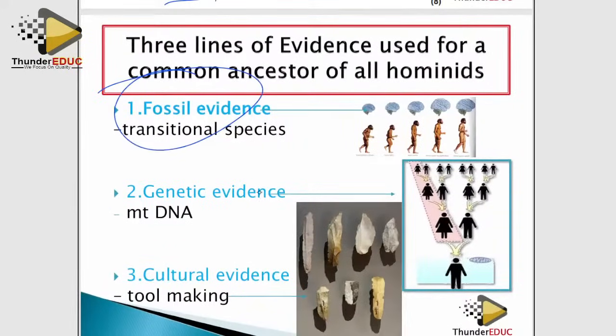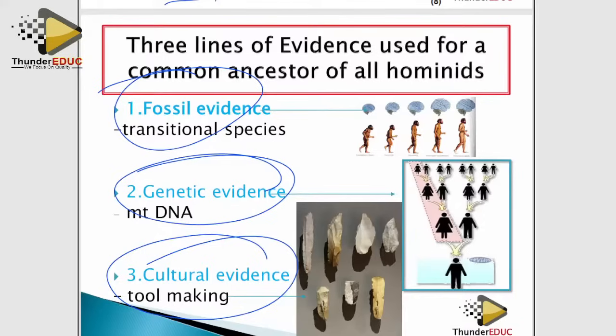Evidences. We have fossil evidence, genetic evidence, and cultural evidence. Guys, when they say evidences, you say fossil evidence, genetic evidence, not just mitochondrial DNA. Mitochondrial DNA is an example of genetic evidence. Cultural evidence: use of tools is an example of cultural evidence. I think I'm clear there.